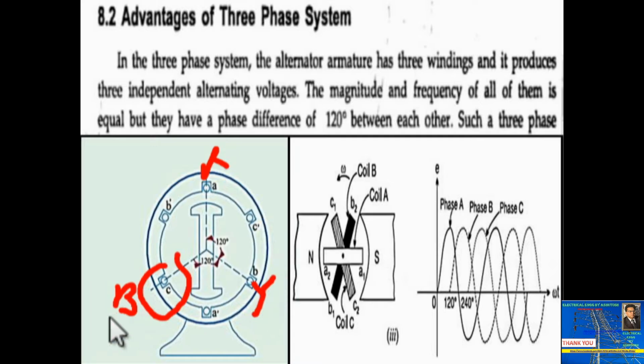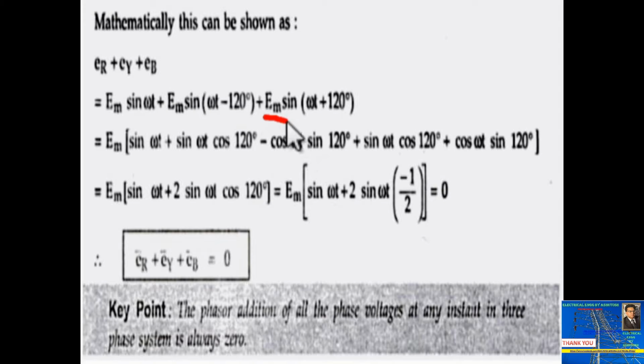Okay, so guys, the voltage induced in the third coil is EM sin omega t plus 120 degrees, or you can also write it as minus 240 degrees. Minus 240 degrees or plus 120 degrees is the same. So guys, whenever you add all these quantities, the summation will be equal to 0. So in a balanced situation, the summation of all the voltages induced in the windings, ER plus EY plus EB, is equal to 0.